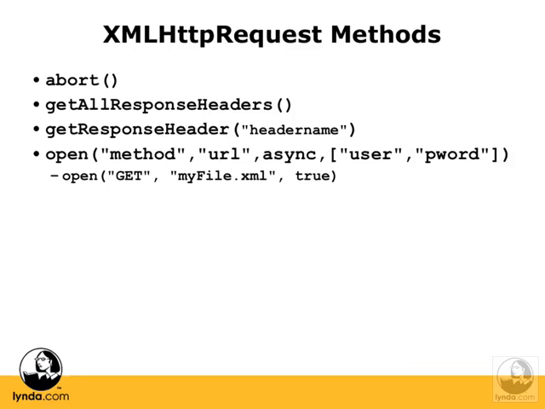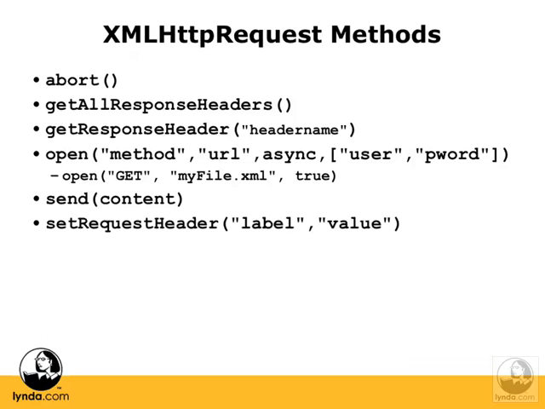The real value of XMLHttpRequest is in the way it is asynchronous. So you're almost always going to want to do an asynchronous request because you want things to be going on in the background without your code having to sit and wait for things to happen. Another method is send and some content. This actually sends the request to the server. And finally, setRequestHeader, which passes a label and a value to the server, which sets a specific header on the request that we're sending to the server. Next, we're going to get to see XMLHttpRequest in action and actually look at some code.